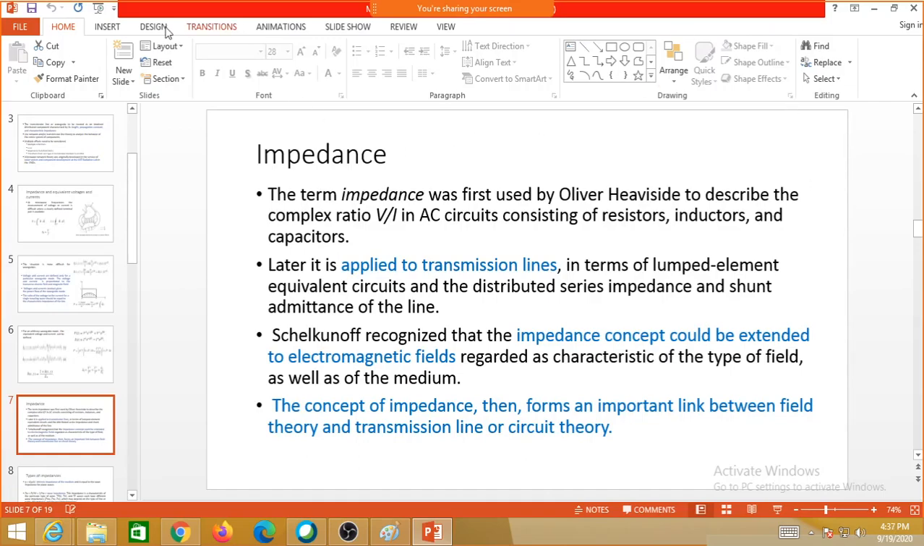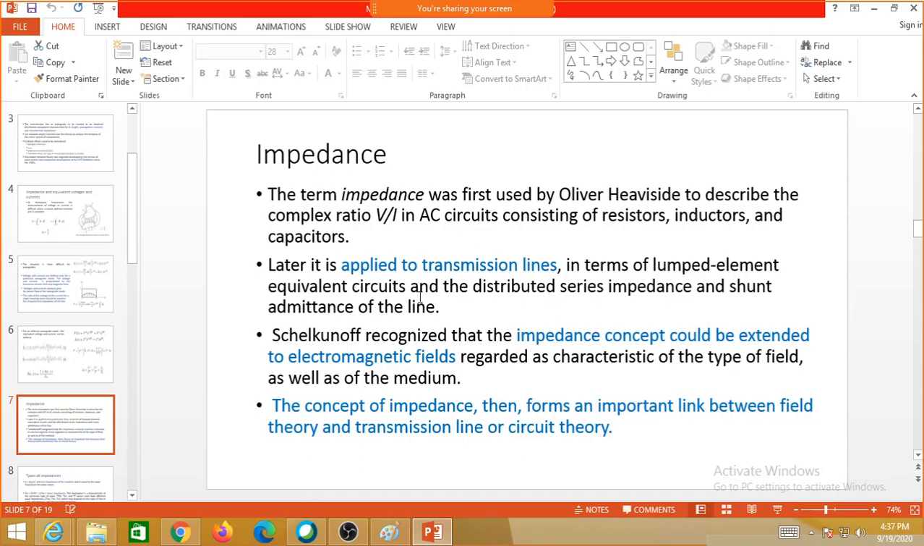Okay, the term impedance was first introduced by Oliver Heaviside. First he analyzed the impedance for AC circuits, like low frequency circuits, and in network analysis the ratio of V by I directly gives the impedance value. Later he applied it to transmission line theory. In transmission line theory there are different types of impedances, so the impedance concept exists there in different forms.